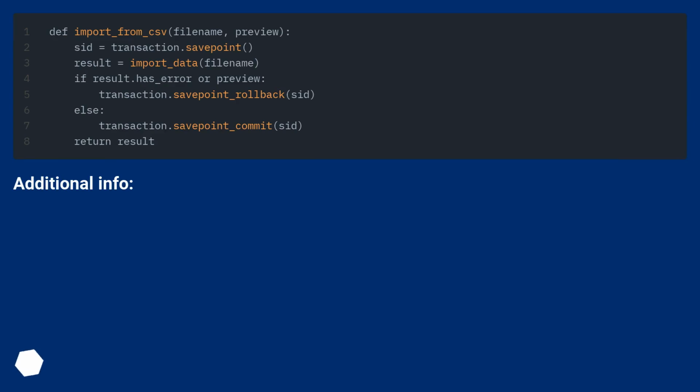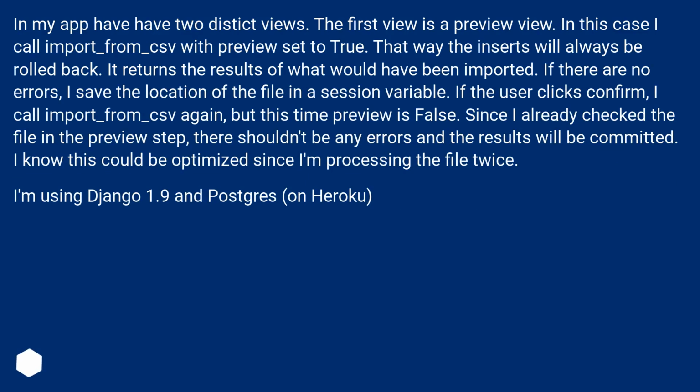Additional info. In my app I have two distinct views. The first view is a preview view. In this case I call import_from_CSV with preview set to true. That way the inserts will always be rolled back. It returns the results of what would have been imported.